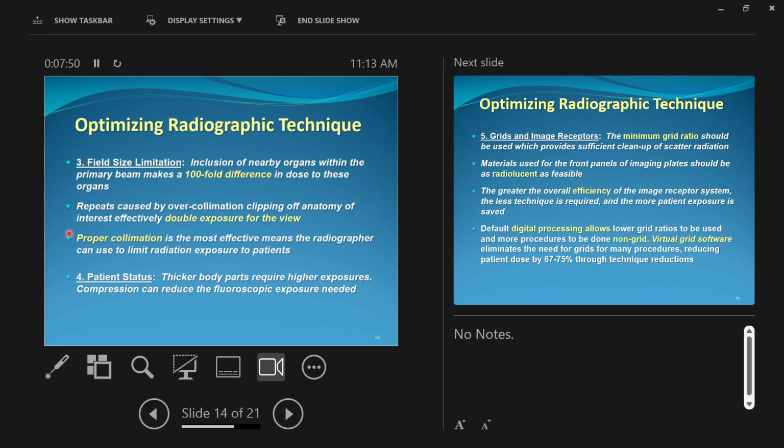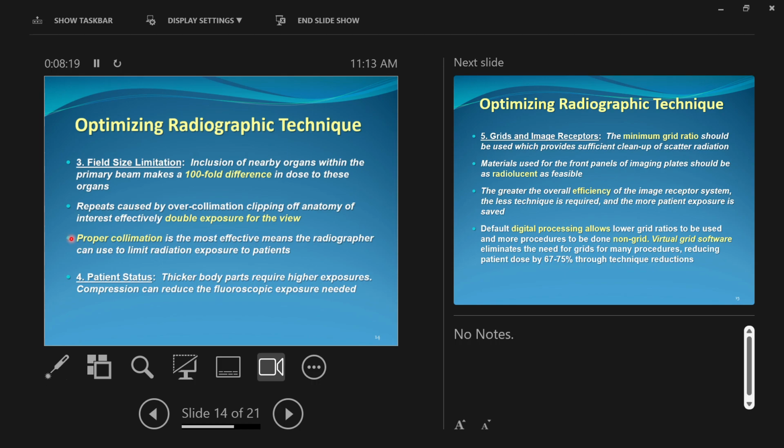Proper collimation is the most effective means the radiographer can use to limit radiation exposure to our patients. Good collimation. So if you're shooting your hand, yeah, anatomy of interest, right? Exactly. For every exam, there's what we call the anatomy of interest, and we want to make sure the anatomy of interest is inside of our collimated field, and everything else is outside of that.